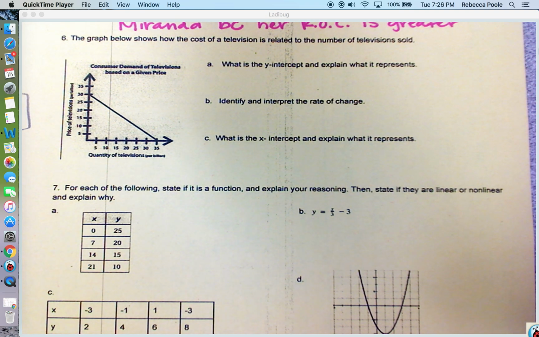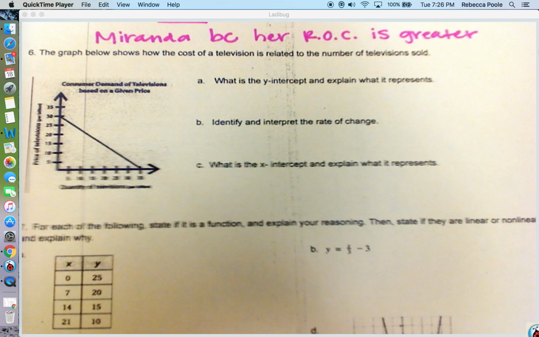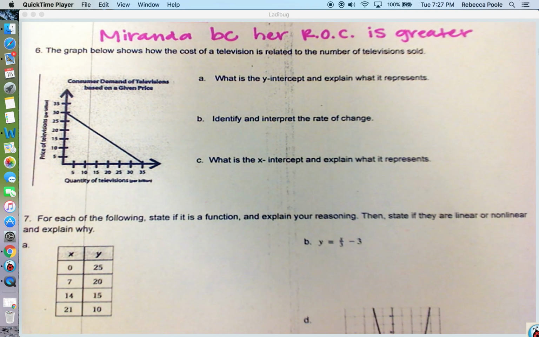So we're going to pick up with number 6, and this is the last section. So this section is working on reading graphs and understanding functions, okay? All right, so for number 6, it says the graph below shows how the cost of a television is related to the number of televisions sold.